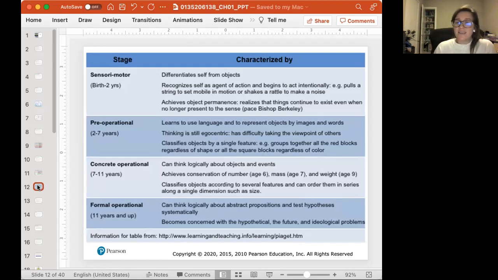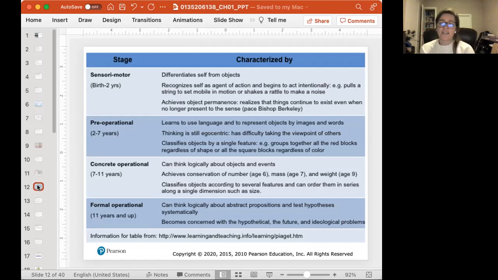So pre-operational stage, other examples, you learn to use language and to represent objects by images and words. Thinking is still egocentric. You have difficulty taking the viewpoint of others. So being empathetic, like it's going to hurt somebody else's feelings if you say or do something. You're just thinking about what you want, what the self wants. And you classify objects by using a single feature. So you might group together all the red blocks regardless of their shape, or all the square blocks regardless of their color, so you understand categorization of things.